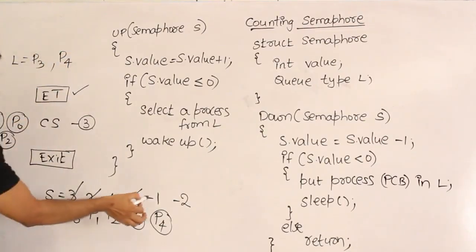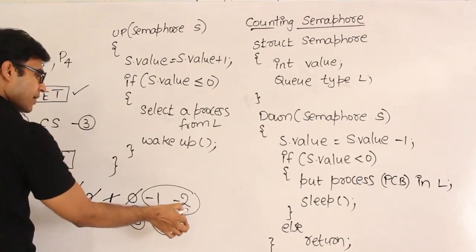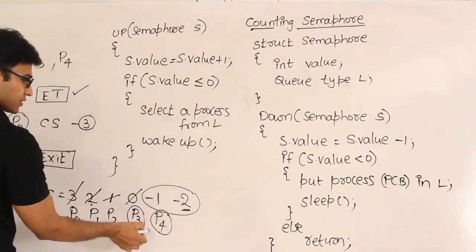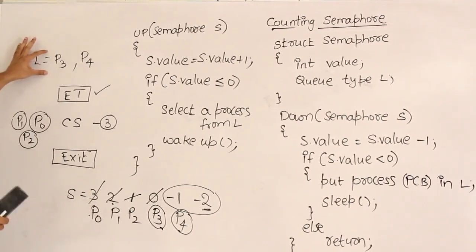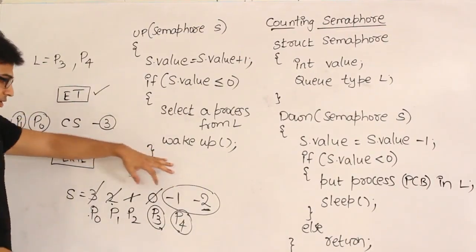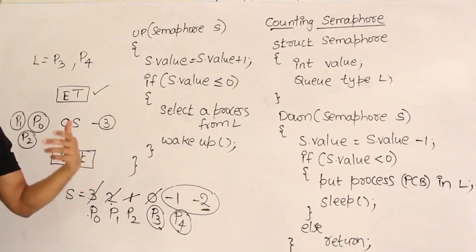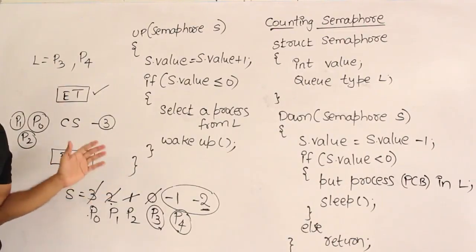So if the value is negative for a semaphore, -2 indicates that 2 processes have tried to enter the critical section but failed, and so they are waiting in the queue, right? They are blocked. So these negative values indicate how many processes are blocked, and the positive value indicates how many processes can enter into the critical section, right? And this applies only to the counting semaphore.